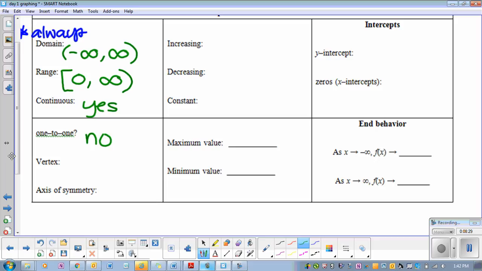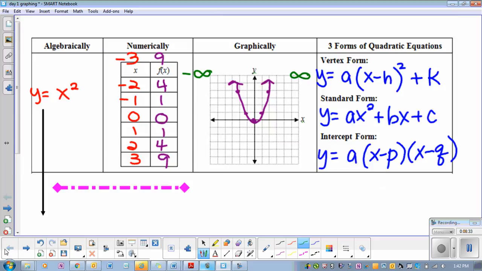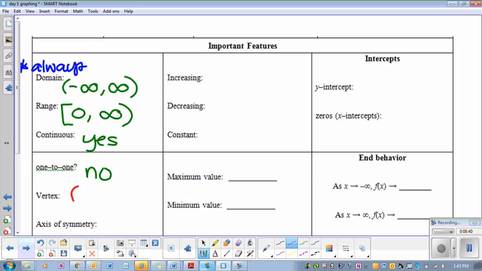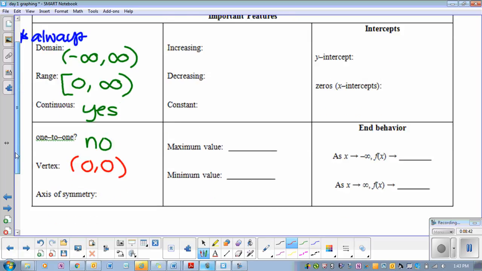All right. Where's my vertex? Good. 0, 0, that guy right there. Vertex is 0, 0.